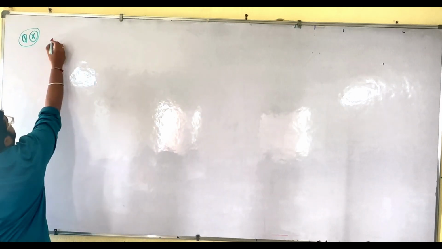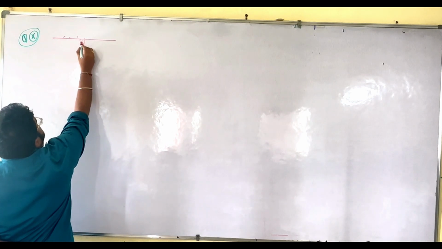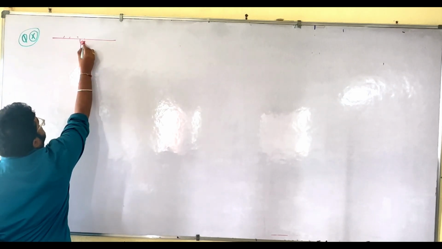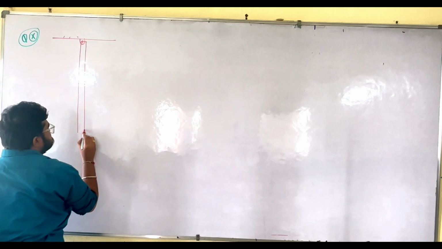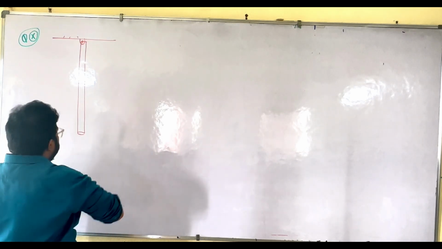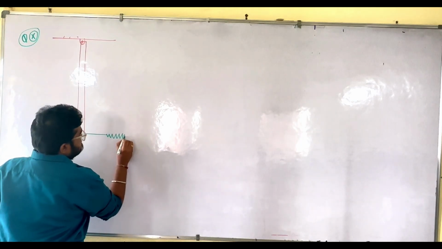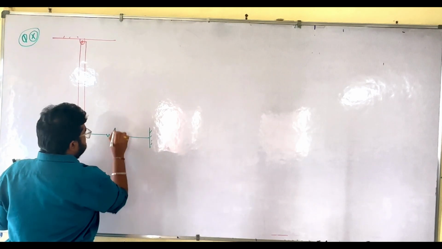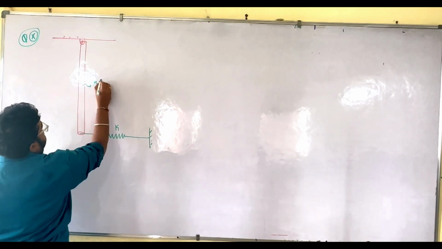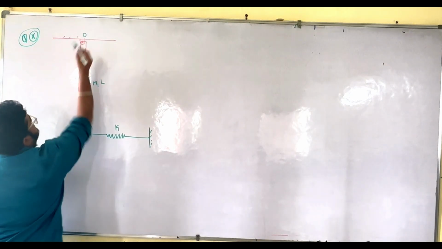Case number 10. Now the rod is pivoted at this point. This is the rod, a rod of mass m and length L. Here, K is the stiffness of the spring. We have the mass of the rod, the length of the rod, and it is pivoted at this point.